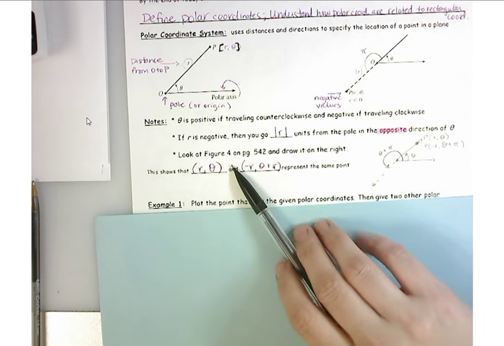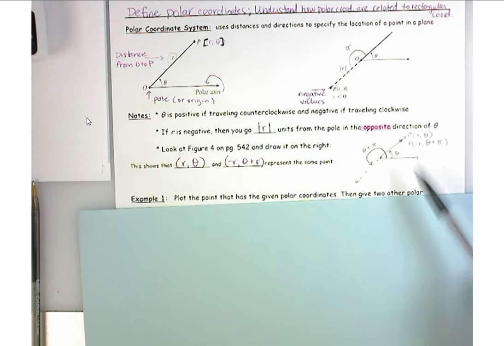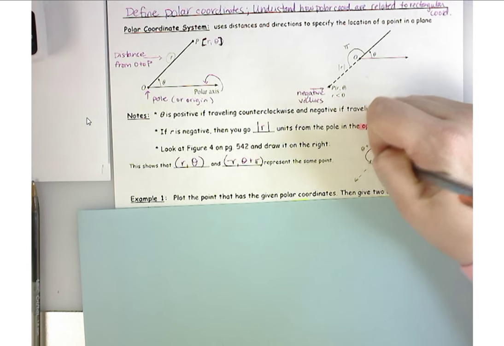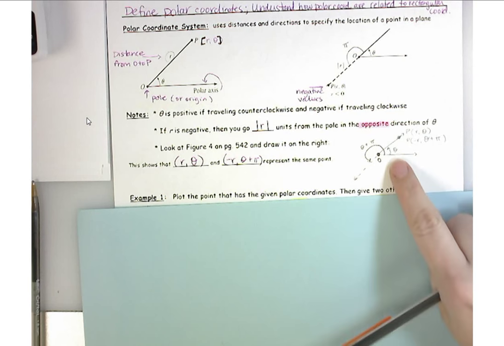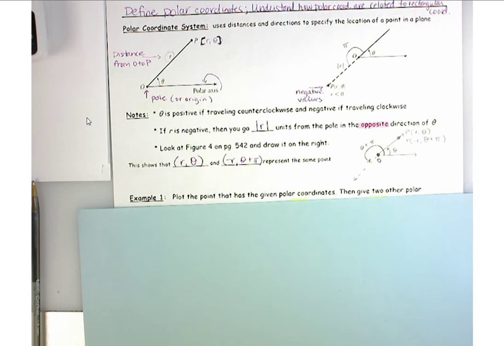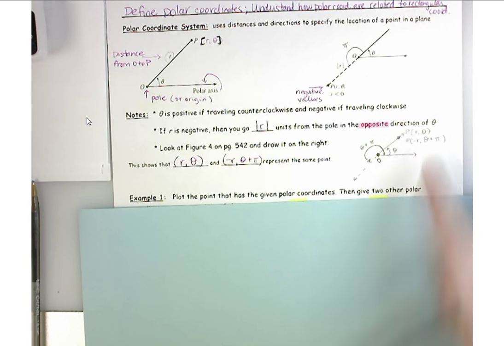So I said, look at the picture on page 542 and draw it to the right. So here's my drawing. Here's your center. Here's your pole. Okay, and then your theta value. Your point P would be r, theta. And then if this was a negative value of r, it would be your theta plus pi. Okay, so it would be the reflection of that point. So I'm just going to show you with a different example real quick.